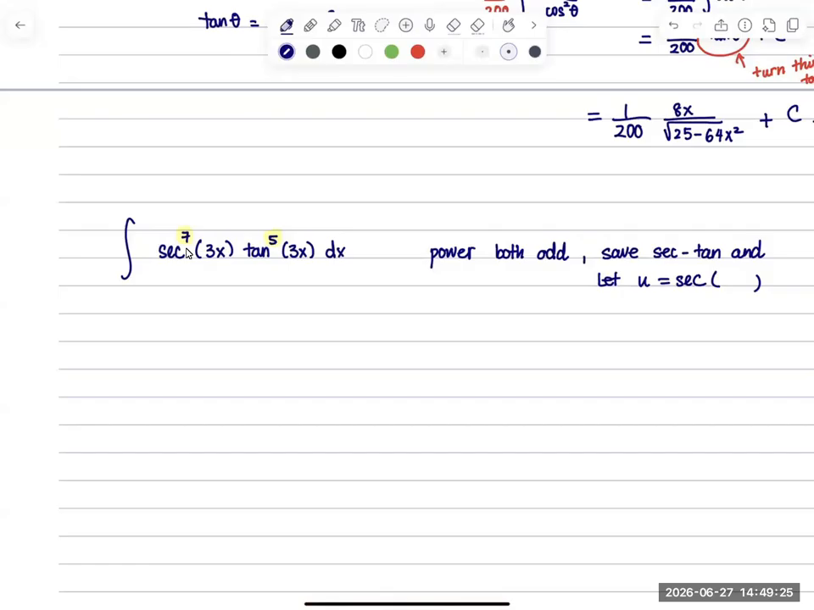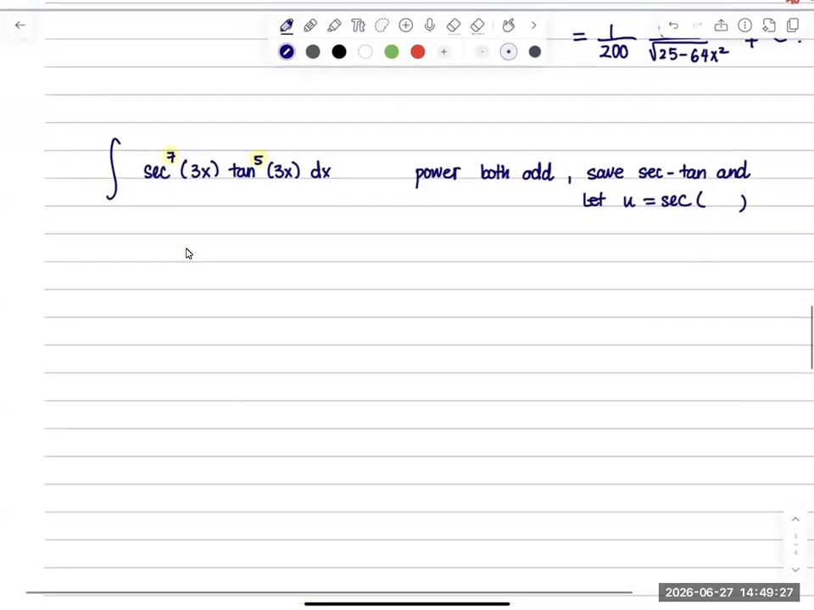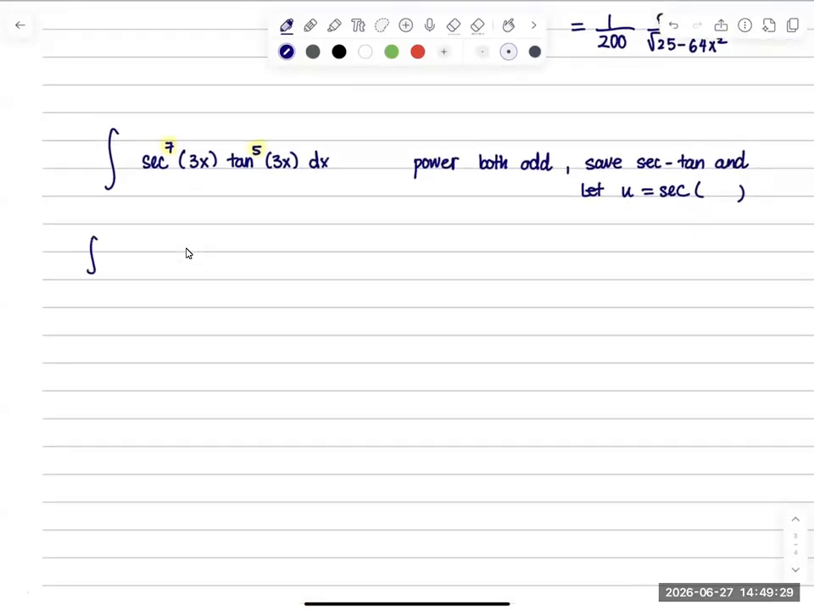What does that mean, save one secant tangent? It means I'm going to take one secant from the secant to the power 7. So I'm left with secant to the 6th and then tangent to the 4th, 3x. And then I bring that out here: secant 3x, tangent 3x dx. So I've saved one of them right here, and I'm left with the 6th power and 4th power.